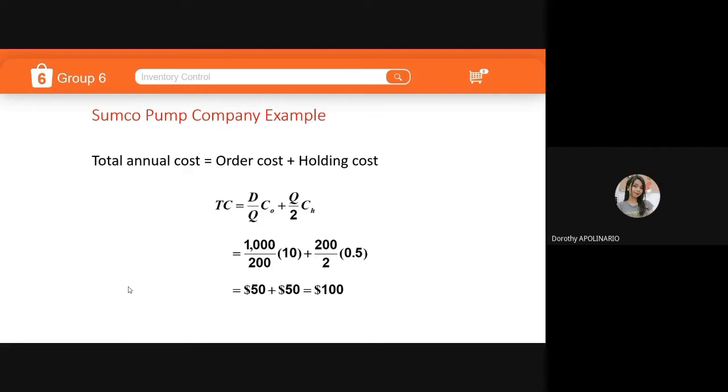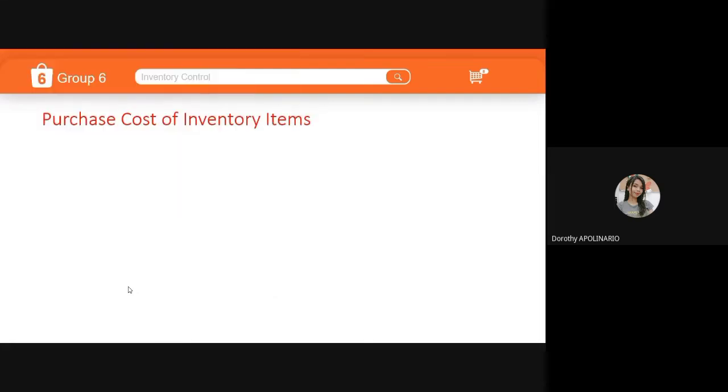The next is 200 divided by 2 is equal to 100. 100 multiplied by 0.5, and that would give the result of $50. And then add the order cost and the holding cost, and you will get $100, which is the total annual cost. Next slide.